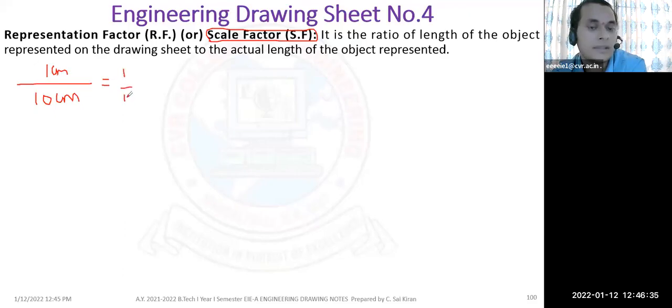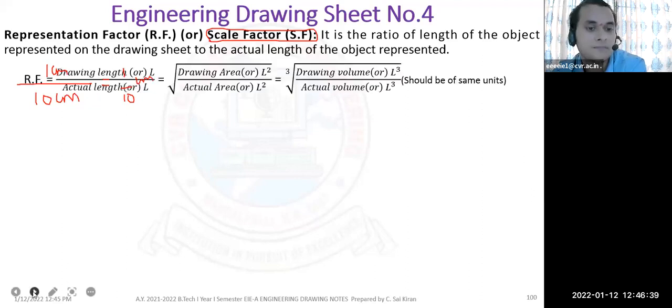1 by 10 centimeter. So this is my scale factor. We call it SF. Similarly, for length, it is drawing length by actual length, so we take L and L. Next, if the problem is asked in terms of area, drawing area by actual area, L square by L square. Next, if it is in terms of volume, drawing volume by actual volume, L cube. Because it is a square, we are representing in terms of length.